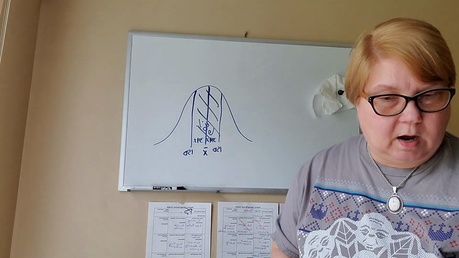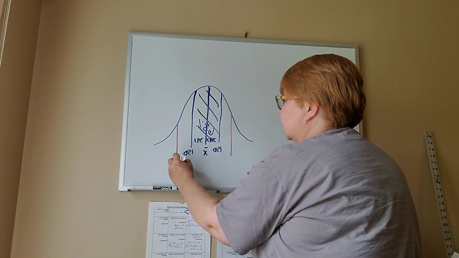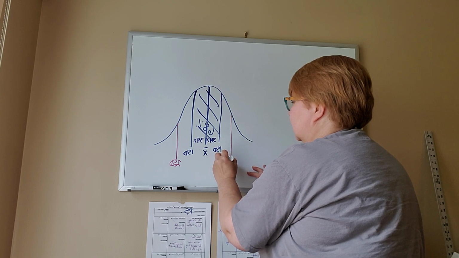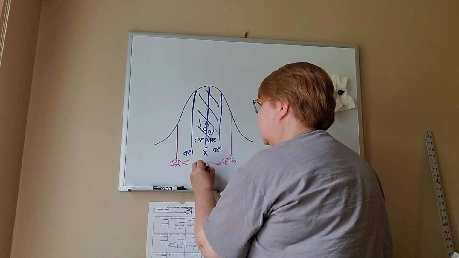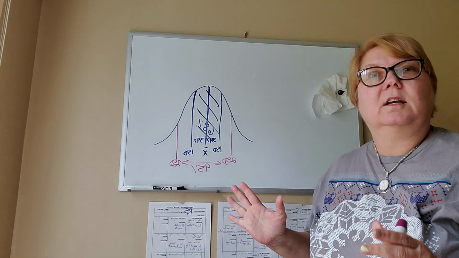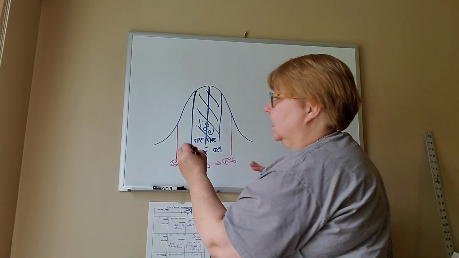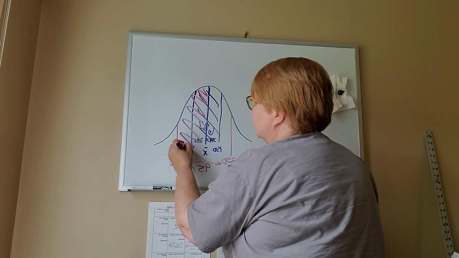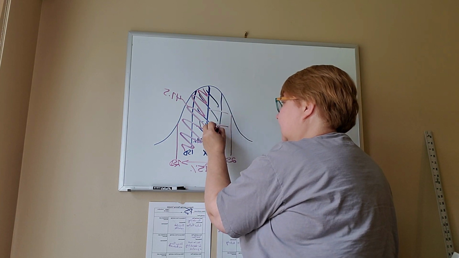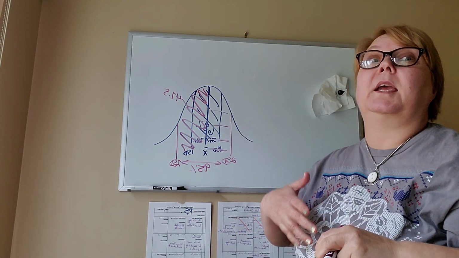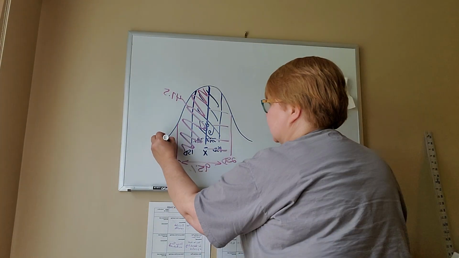Then if we go out 2 standard deviations, there's 95% of the data in that space. Again, splitting the curve symmetrically, in this space here is 47.5 and in this space here is 47.5 to make 95. Then we also have 3 standard deviations out.